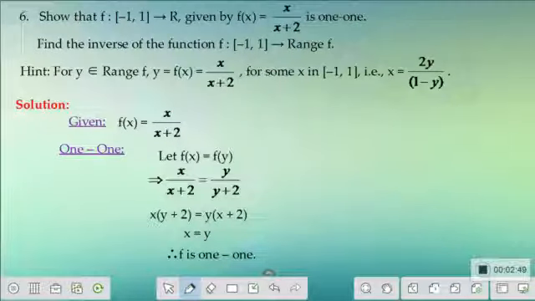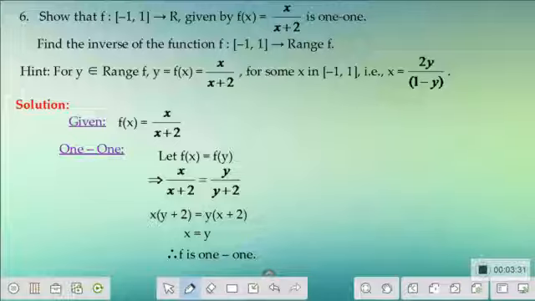The sixth problem says, show that f from the closed interval [-1, 1] to R, that is the set of real numbers, given by f of x equal to x by x plus 2, is 1 to 1. Find the inverse of the function f from [-1, 1] to range f. There is a hint here. For every y belonging to range f, y equals f of x, that is x by x plus 2, for some x in the closed interval [-1, 1]. That is, x is equal to 2y by 1 minus y. Let's come back to the hint later.